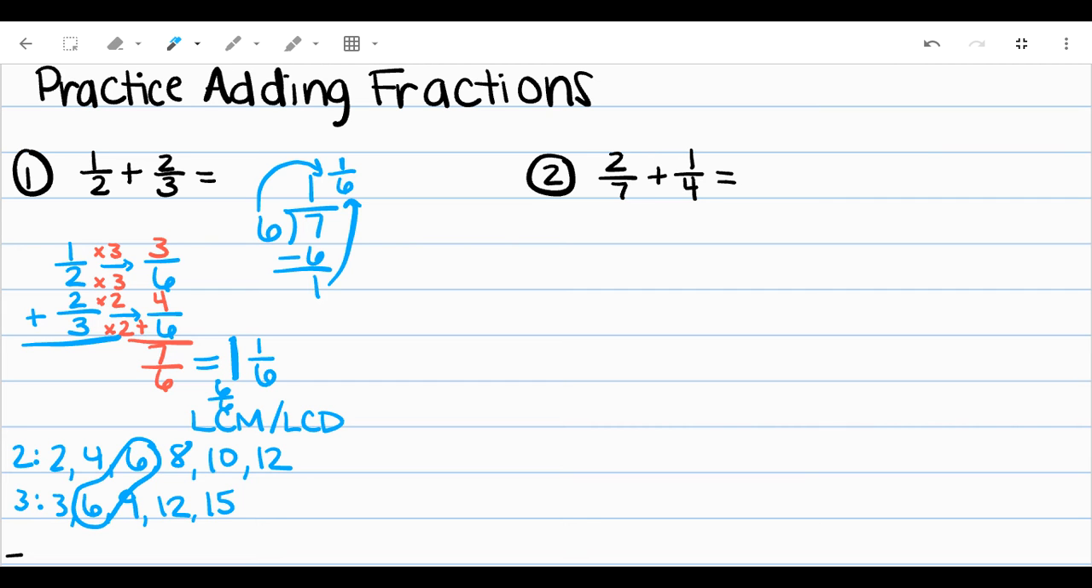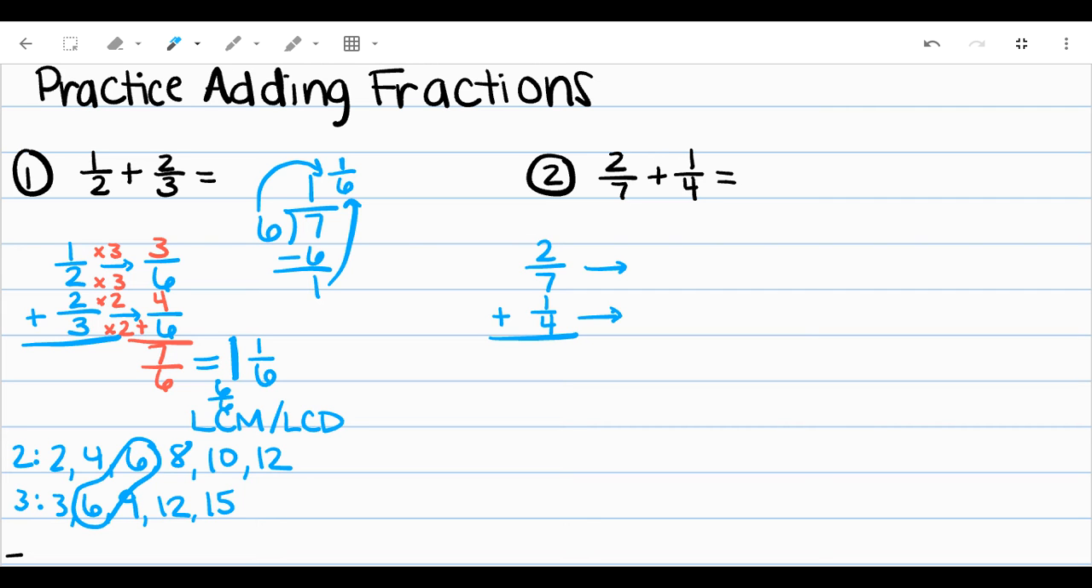Now let's look at number 2. We have 2/7 plus 1/4. Well, our denominators are not the same, so we need to make equivalent fractions for each of these. So let's rewrite it from horizontal to vertical. So we have 2/7 plus 1/4. Well, I'm going to think about this. How am I going to change these into least common denominators of 7 and 4?